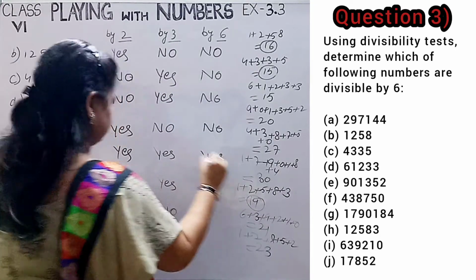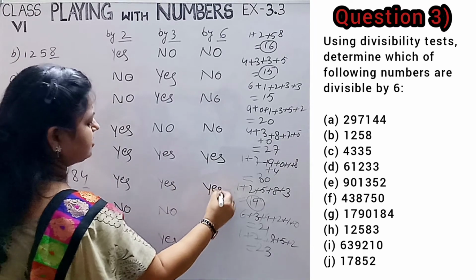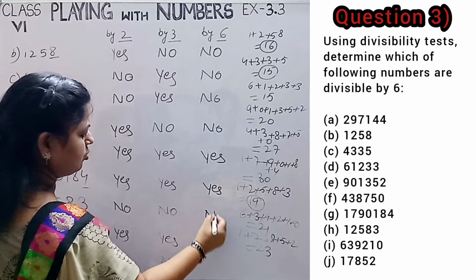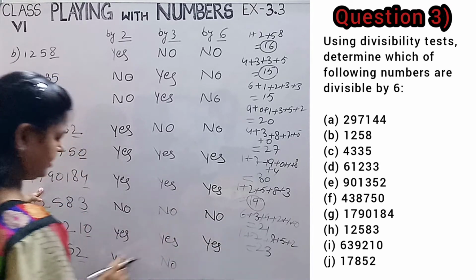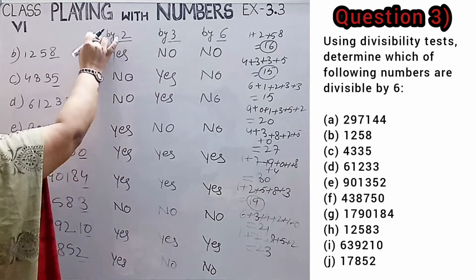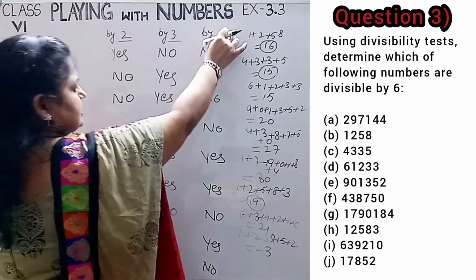Answer is yes. Now yes, yes, it means again yes, this number is also divisible by 6. No, no, it means answer is no. Here both yes, it means yes. Yes and no, it means no. So we have to go through by 2, by 3 to find out divisibility rule by 6.